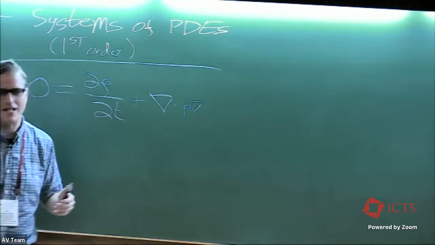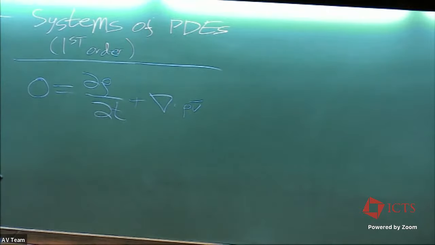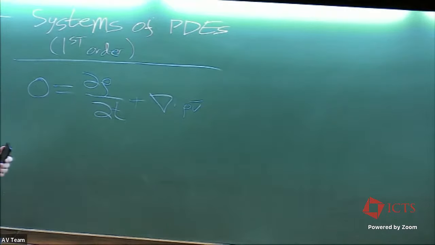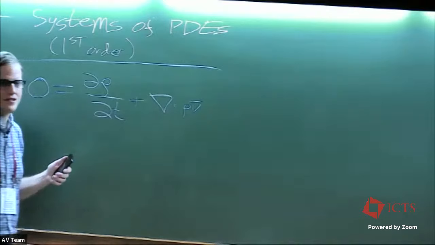So this is something you meet, if instead of rho v, this was just current density, you meet this in electrodynamics, you meet this in fluid dynamics. Okay, so this is one sort of equation. And the thing to notice is that it's got a time derivative in it. So this is going to be an initial value problem. We'll have some initial data, and then the solution will involve evolving it through time. The other thing to notice is the only derivative in here is a divergence.